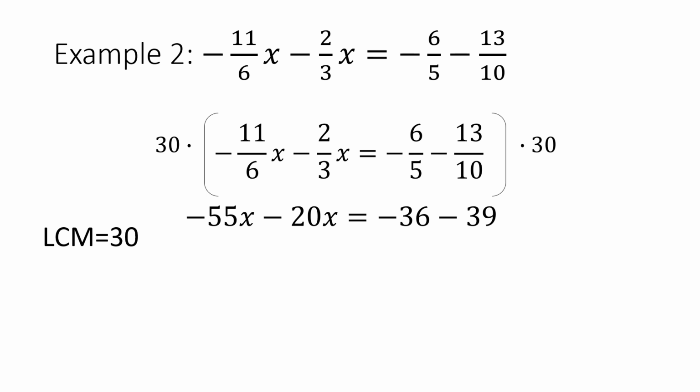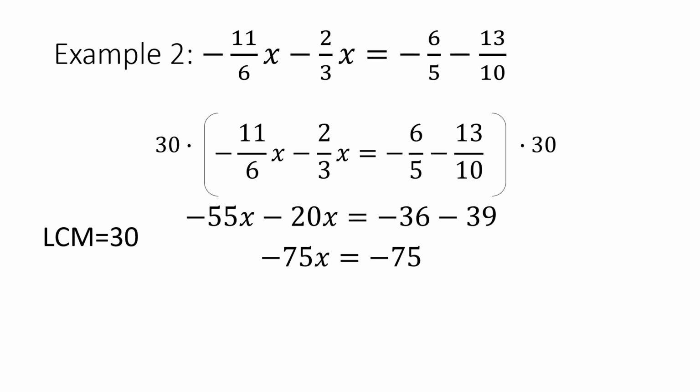Since all my variables are on the left and my numbers are on the right, I'm just going to simplify both sides of the equation. So I'm going to do negative 55x minus 20x. That gives me negative 75x. And then I do negative 36 minus 39.